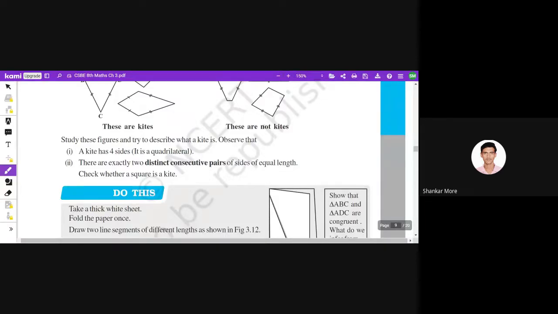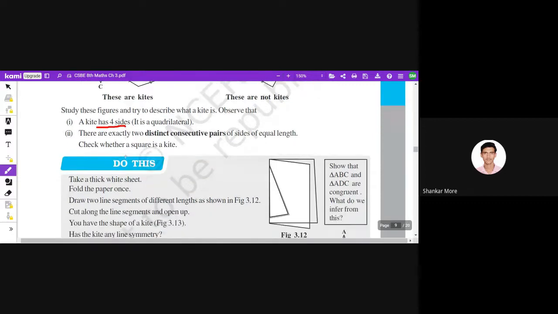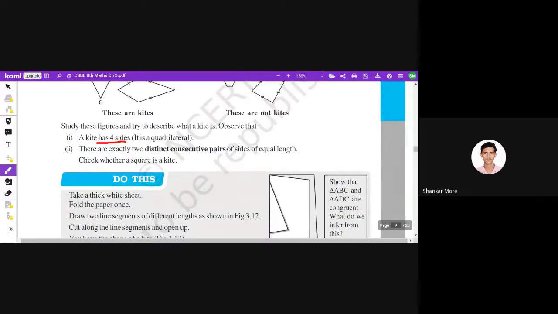Observe that a kite has four sides and it is obviously a quadrilateral. There are two distinct consecutive pairs of sides of equal length. Now check whether a square is a kite. So can anybody tell me, is a square a kite or not? Yes or no? What does your logic say? Is a square a kite or no? Yes or no?